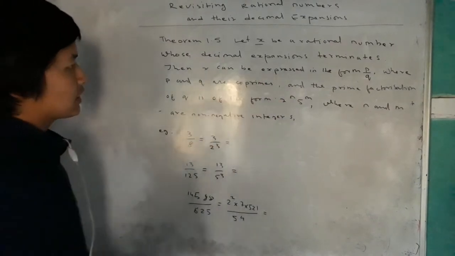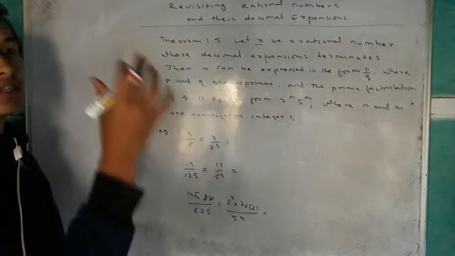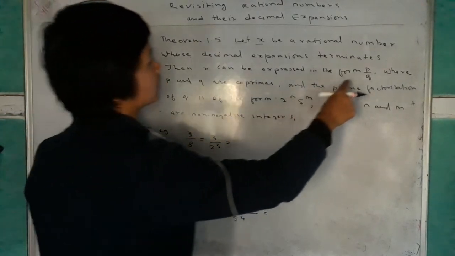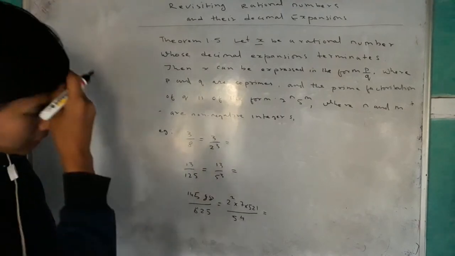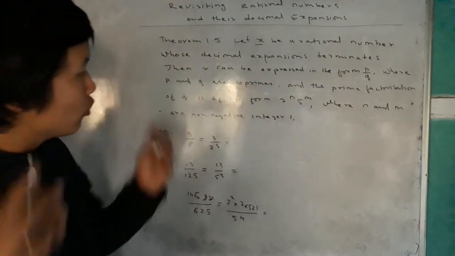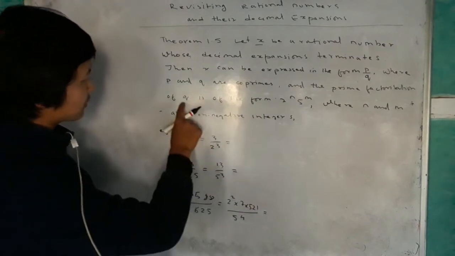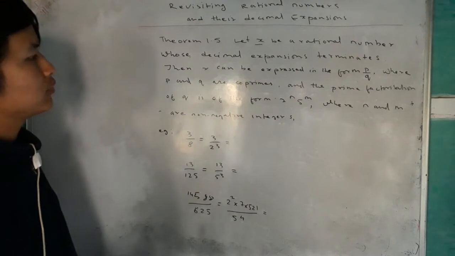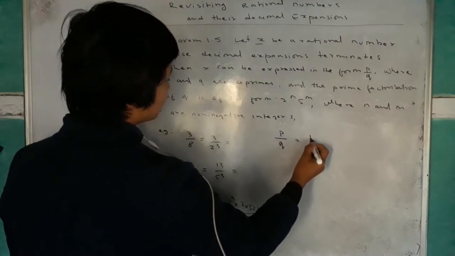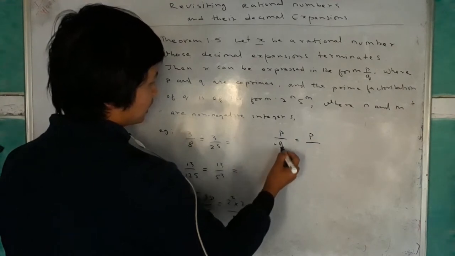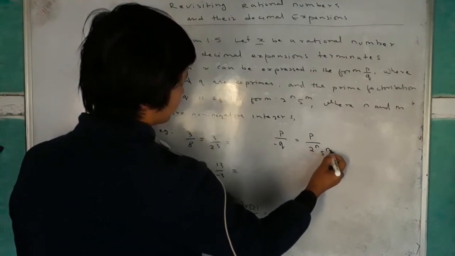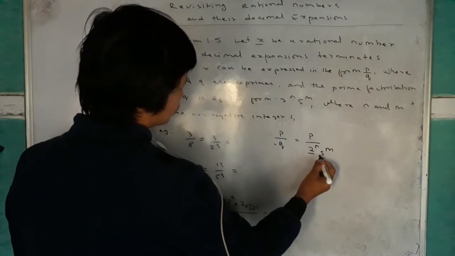Then x can be expressed in the form of p by q. This means if x is a rational number whose decimal expansion terminates, then that particular rational number can be written in the form of p by q, as in the definition of a rational number, where p and q are co-primes. And the prime factorization of q is in the form of 2 to the power n, 5 to the power m. If we look at the pattern of q, only q, not p, then its prime factorization, if we factorize it, will be like 2 to the power n, 5 to the power m. It means the prime factorization will contain 2 and 5 only.